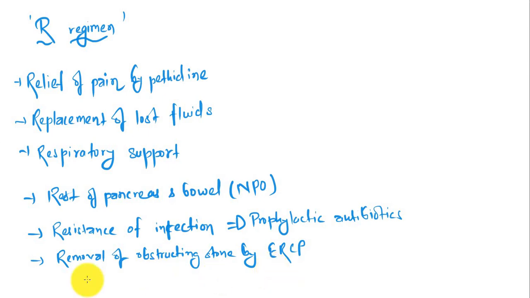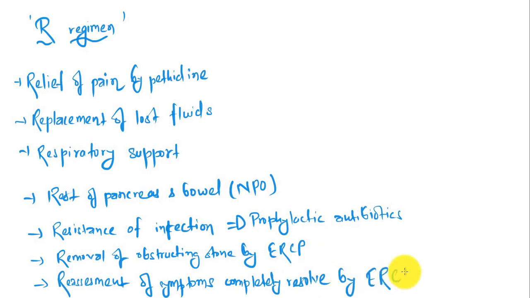and reassessment by ERCP when the symptoms completely resolve. So this is ERCP. This is the common bile duct and the stone here. This is the duodenum. We insert the ERCP through the mouth to the duodenum, and we shoot a catheter inside.